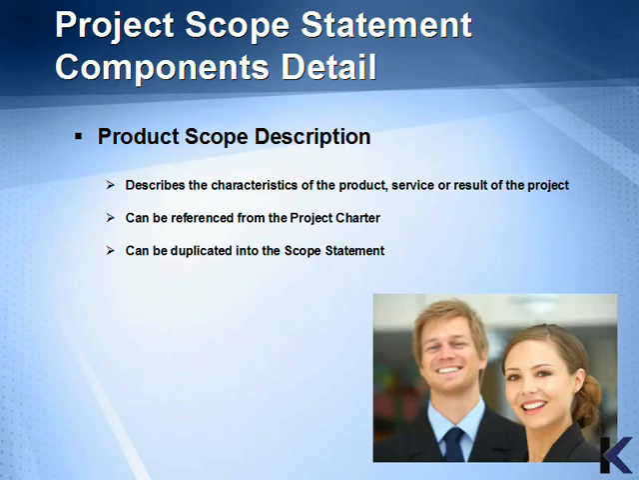The product scope description describes the characteristics of the product, service, or result of the project. It can be referenced from the project charter and duplicated into the scope statement. Just as an aside, some of the sections of your scope statement may already exist in either the project charter or the preliminary scope statement. Don't reinvent the wheel. Copy and paste the sections in and modify the wording or add detail as necessary.